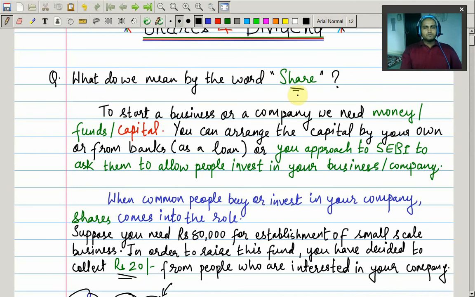What do we mean by the word share? To start a business or a company, we need money or funds or capital. You can arrange the capital on your own or from banks as a loan, or approach SEBI to ask them to allow people to invest in your business or company. When common people buy or invest in your company, shares come into the role.